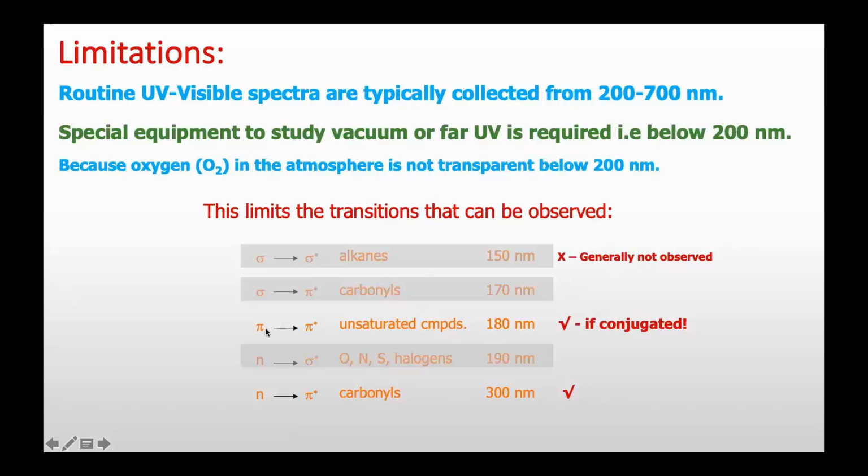And these transitions occur only if the molecule has a pi bond, and has non-bonding lone pair of electrons containing atoms like oxygen, nitrogen, and halogens.